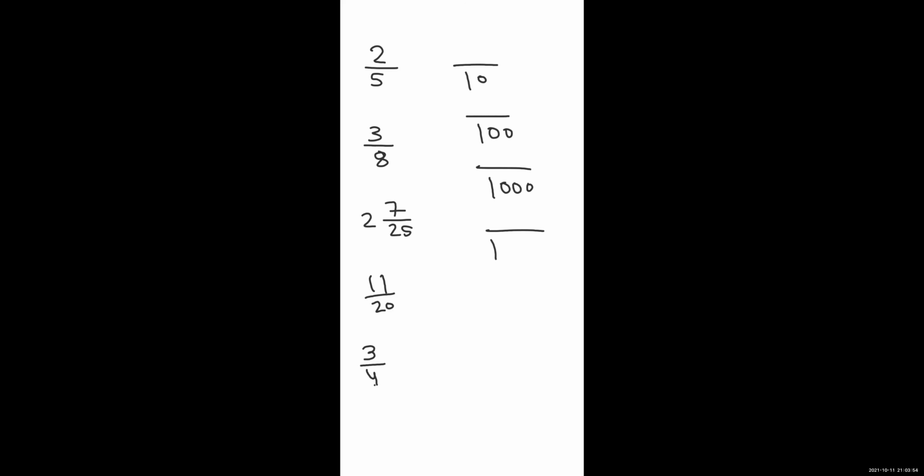Rational number to decimal form. How to write the number in decimal form. If there's a number like 2/5 and 3/8 and 2 and 7/25, or any number like this, or 11/20, 3/4, how to convert these numbers into decimals? Converting the number into decimal means that the denominator will be 10 or 100 or 1,000 or even 10,000, like that, right?